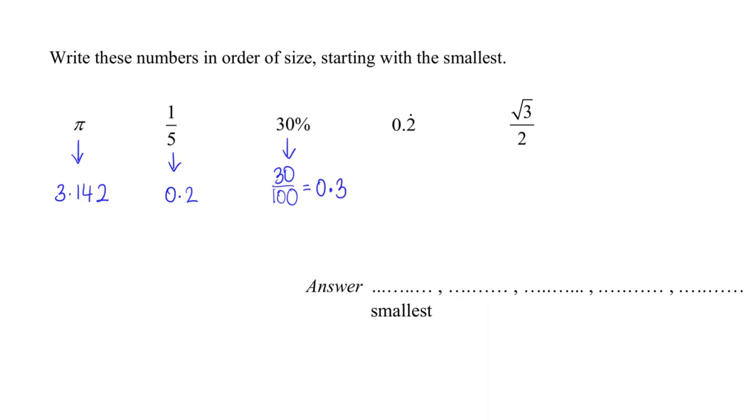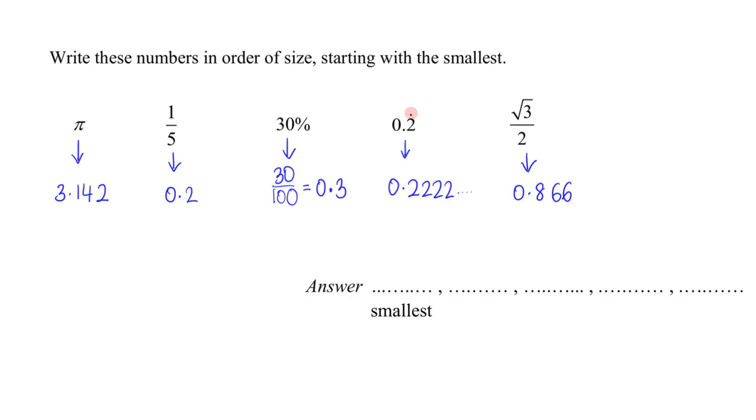Now, you might not notice it, but actually this is 0.2 with a small dot at the top of the 2. Now, what does this mean? Well, this means that the 2 will be a recurring digit, meaning this one will be 0.2222, never ending. Okay? And square root 3 over 2 will be equal to, well, 0.866 to 3 significant figures.